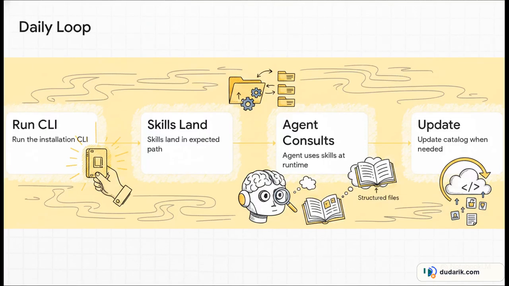Once that's done, your daily loop is completely passive. You run the installer just once, the skills land neatly on your file system, and from there you just use Codex CLI like you normally would. The agent automatically consults those structured files at runtime, pulling in all those constraints and formats without you lifting a finger. And as the open source catalog grows, you just rerun the installer to update your capabilities.